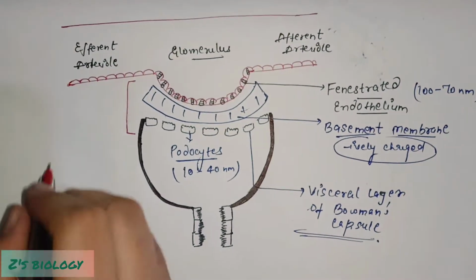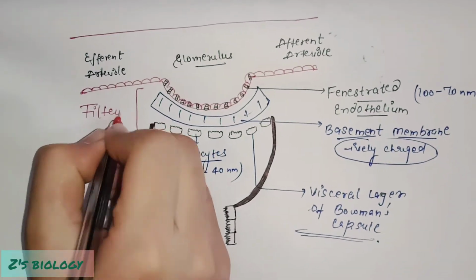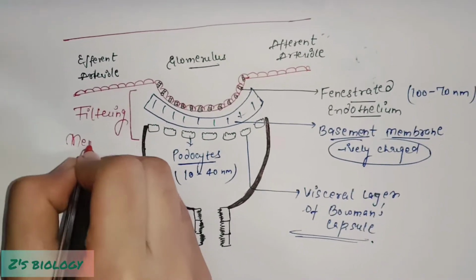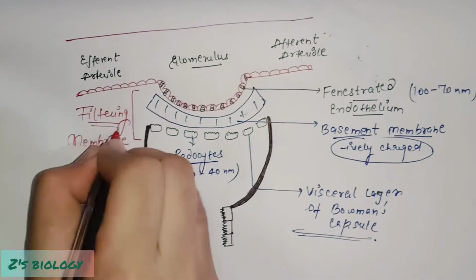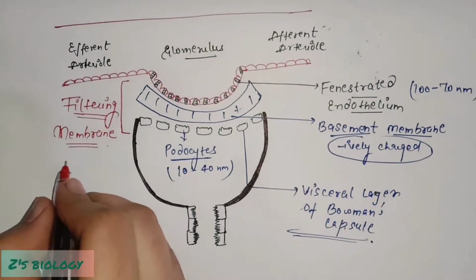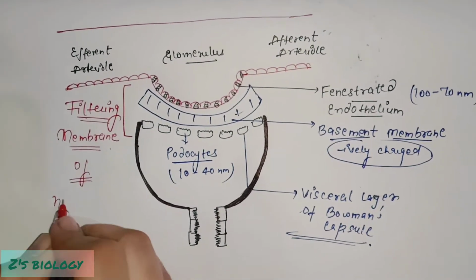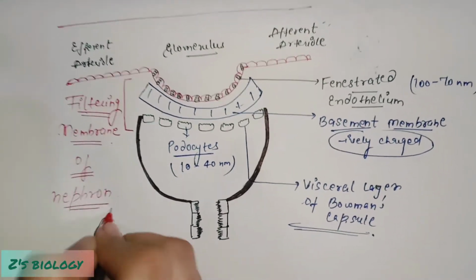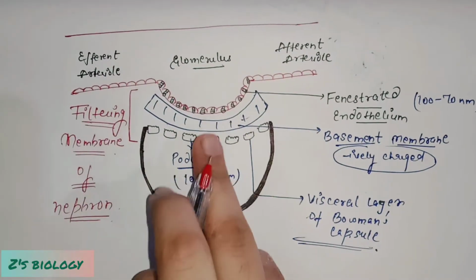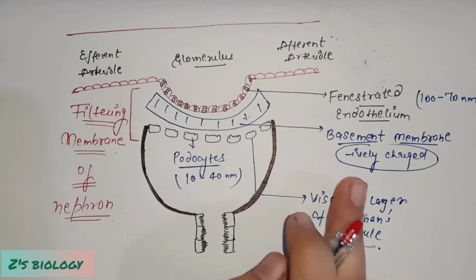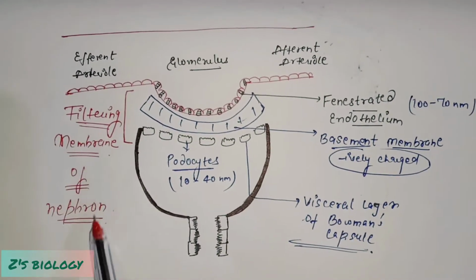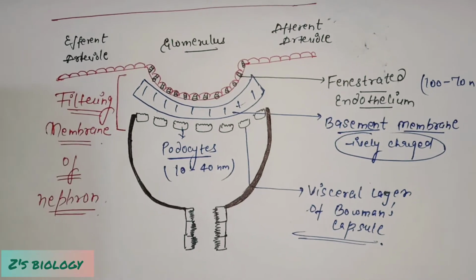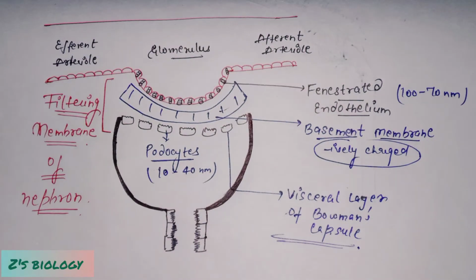One of the reasons is the large molecular size of the plasma proteins, and secondly, plasma proteins cannot pass through the filtering membrane because the filtering membrane also has a basement membrane that is negatively charged, and plasma proteins are also negatively charged, so these will repel each other. Thus the filtering membrane acts as a good filtration membrane, and it will not let plasma proteins pass through it.